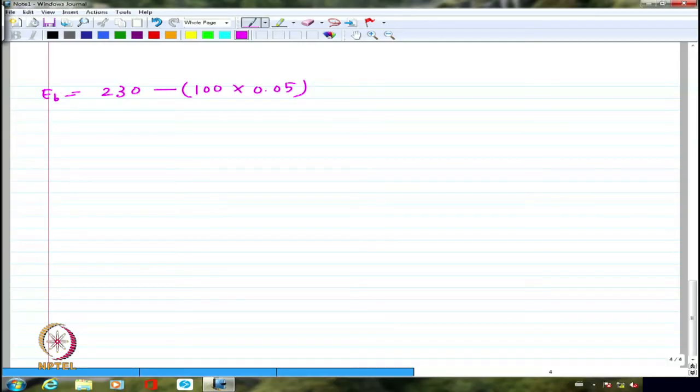Where did I keep the paper? Okay. So this is what my EB is. How much is it? I have calculated it, but I don't have it right now.